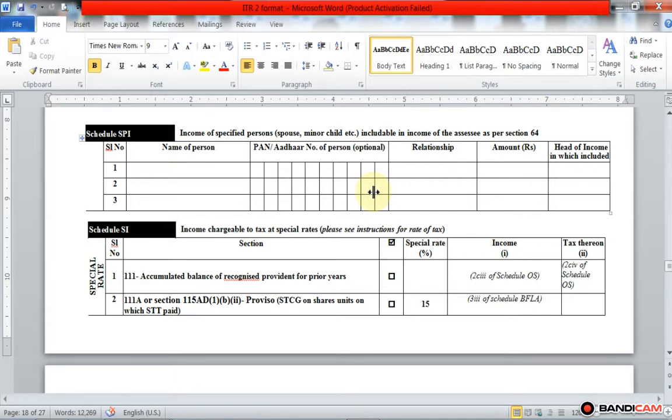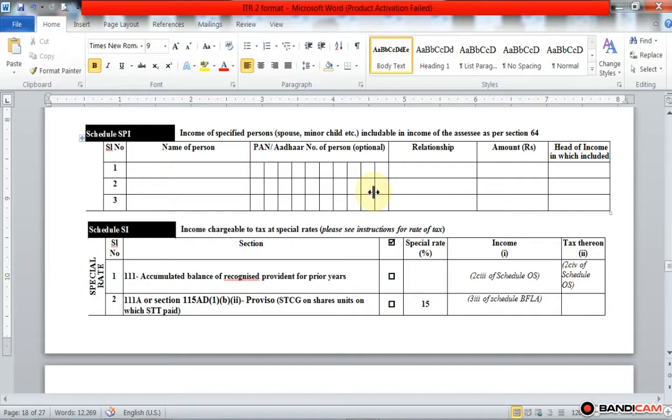If the PAN or Aadhaar number of the spouse is kept with the assessee, then they fill it. If not, then they ignore this column. Then they will fill in the relationship between the other person and the assessee. It means husband and wife. For example, if the assessee is the husband, then the spouse is the wife, so they fill this relation column as husband and wife.